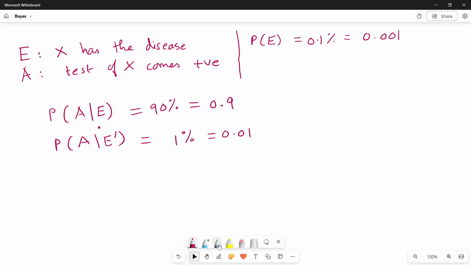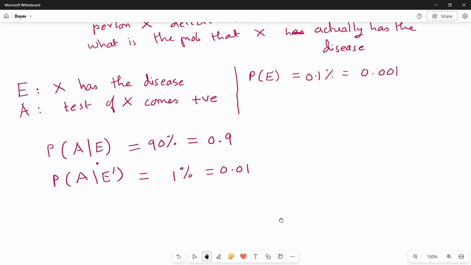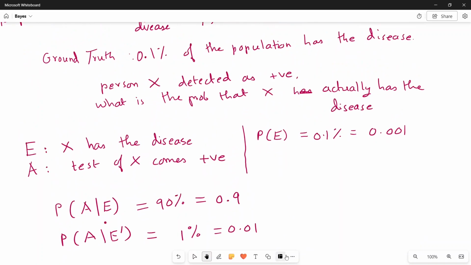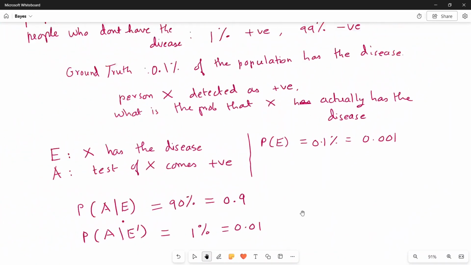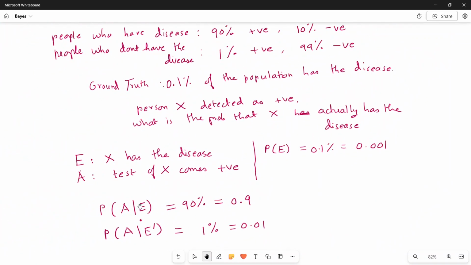If I just zoom it out a bit, this is the probability that the test comes out as positive and the person has the disease, and this is the probability that the test comes out as positive even though the person does not have the disease. So I hope these values are clear to you.